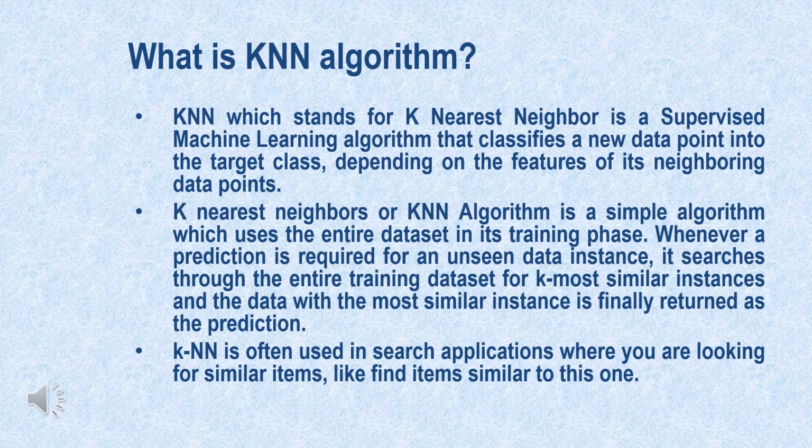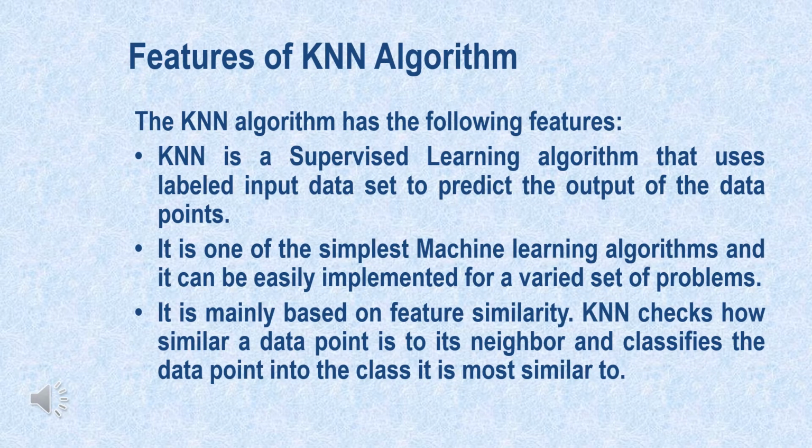K nearest neighbors or KNN algorithm is a simple algorithm which uses the entire dataset in its training phase. Whenever a prediction is required for an unseen data instance, it searches through the entire training dataset for the k most similar instances, and the data with the most similar instance is finally returned as the prediction. KNN is often used in search applications where you are looking for similar items, like find items similar to this one.